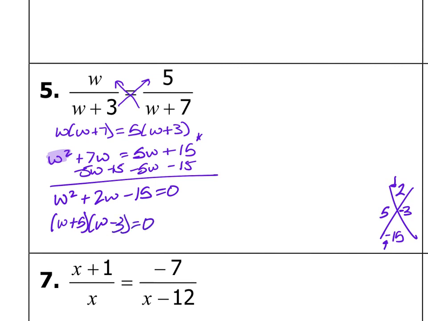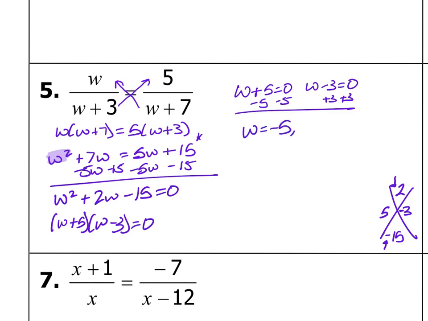So I have two things multiplied together that equals 0. That means one of those things has to be 0. So I can write this as either W plus 5 equals 0 or W minus 3 equals 0. Okay, so now I solve for W. So subtract 5 and add 3. And I get W equals negative 5 or positive 3.